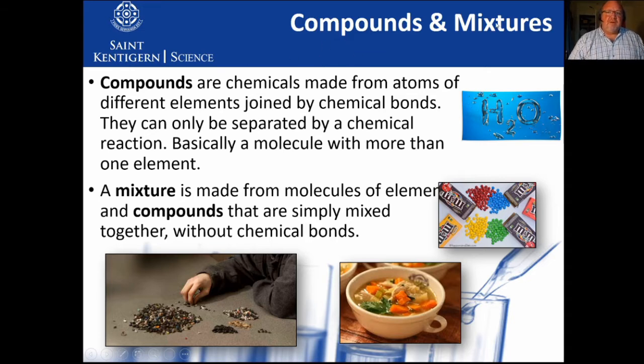Okay, so what is a compound and what is a mixture? A compound is complex. It is complicated. You hear all these words? Okay. Compounds are chemicals made from atoms of different elements joined by chemical bonds. They are complex. What is this?